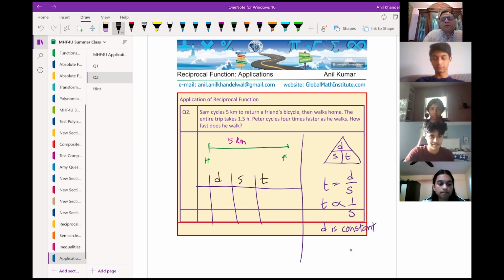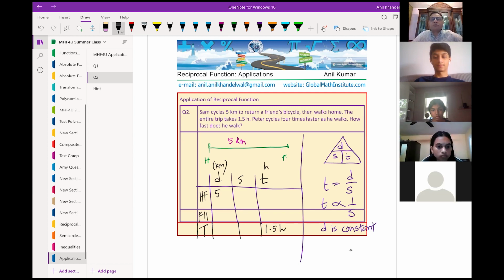Now, the journey from house to friend, let me say H to F. Sam cycles 5 kilometers. We know distances are given in kilometers, and time is in hours. Then friend to house. Let's make another column, which is total. The entire trip takes 1.5 hours. That is what is given to us, so you can put these values in the table.